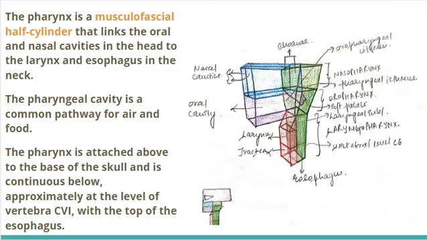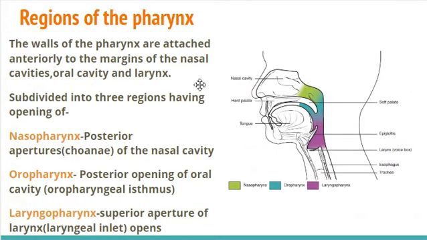Now, if we look at this diagram, we would see that the pharynx is subdivided into three regions. The nasopharynx, which is posterior to the nasal cavity or the nasal apertures, the oropharynx, which is posterior to the opening of the oral cavity or the oropharyngeal isthmus, and the laryngopharynx, which is posterior to the superior aperture of the larynx or the laryngeal inlet.